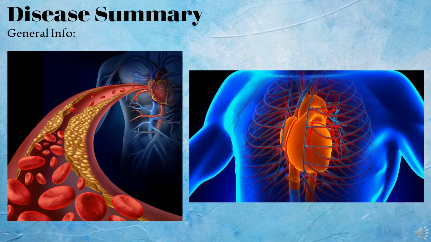As you can see here from this first picture, it is an artery and there's blood passing through it, although the yellow stuff is what seems to be plaque buildup and cholesterol buildup. That picture next to it is just a picture of the heart highlighted so we know what region is being affected in coronary artery disease.